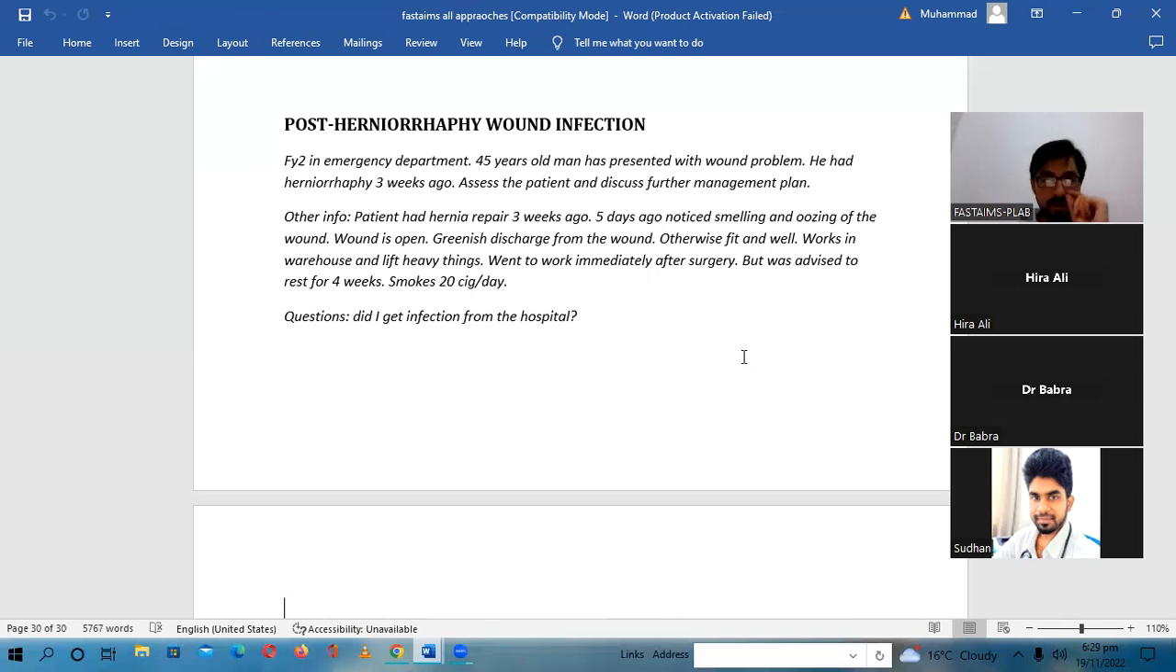So you can read this scenario. Fire to an emergency department, a 45-year-old male presented with a wound problem. He had herniorrhaphy 3 weeks ago. Assess the patient and discuss further management. The patient had a hernia repair 3 weeks ago. 5 days ago he noticed smelling and oozing of the wound. The wound is open with greenish discharge, otherwise fit and well. He works in a warehouse and lifts heavy things. He went to work immediately after surgery, but was advised to rest for 4 weeks.